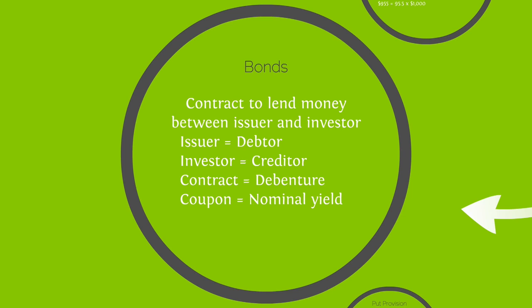First, let's define what a bond is. It's a contract to lend money between an issuer and an investor. The issuer is the debtor, the person borrowing the money, and the investor, the one buying the bond, is a creditor lending money to the issuer. The contract that lays out all the major features of the bond is called a debenture, and the coupon, the regular payments, if there are any, of interest being made on the bond is the nominal yield.